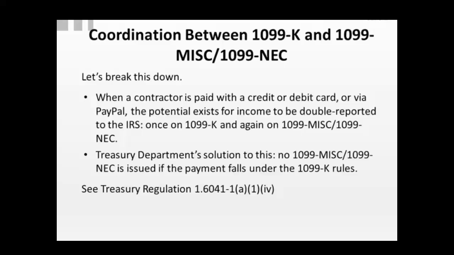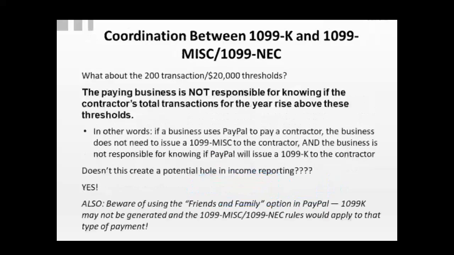So this Treasury regulation here, some light reading for you during the week. The bottom line is this is what it says, which is you don't issue a 1099 miscellaneous or NEC if the payment falls under the 1099K rules. What about if you pay through PayPal and there's those 200 transaction $20,000 thresholds? You are not responsible for knowing if your contractor's total transactions for the year rise above those thresholds. You don't have to send them a 1099 miscellaneous or NEC, and you're not responsible for knowing if PayPal will issue a 1099K to the contractor. And the answer is yes, that creates a huge hole in income reporting. The IRS admits that, but that's how the regulations are written.